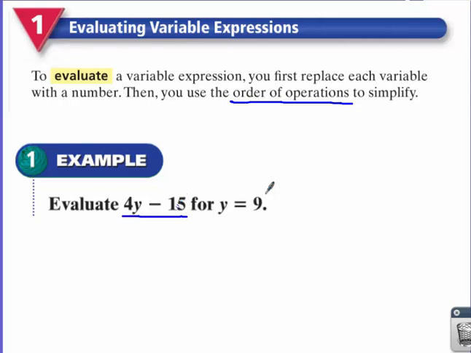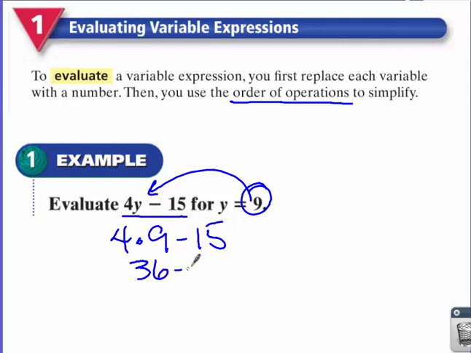Now we're going to take this 9 and plug it in for the y in our expression. So we would write it as 4 times 9 minus 15. And now we use order of operations to simplify the rest of it. 4 times 9 gives us 36. Then I need to subtract 15 from that. 36 minus 15 gives us 21. So when I evaluate 4 times y minus 15 for y is equal to 9, I end up with 21 as my answer. And that's all we're doing today, evaluating expressions.